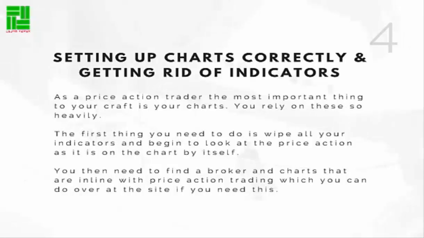Setting up charts correctly and getting rid of indicators. As a price action trader, the most important thing to your craft is your charts. You rely on these so heavily. The first thing you need to do is wipe all your indicators and begin to look at the price action as it is on the chart by itself. You then need to find a broker and charts that are in line with price action trading, which you can do over at the site if you need this.